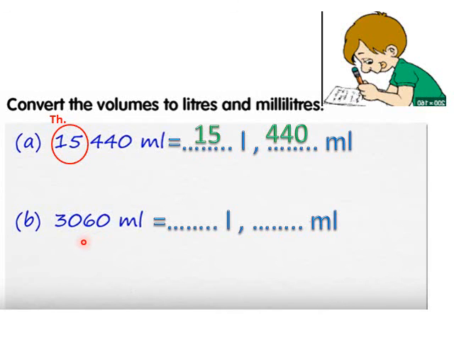Number B, 3060 milliliters are equal to how many liters and how many milliliters? Come on, say with me. Units, tens, hundreds. Yes, this is the thousands place. The number in the thousands place is the amount of liters. And the rest of the number, what is this number? 060? Yes, 60. 60 is the amount of milliliters I have.